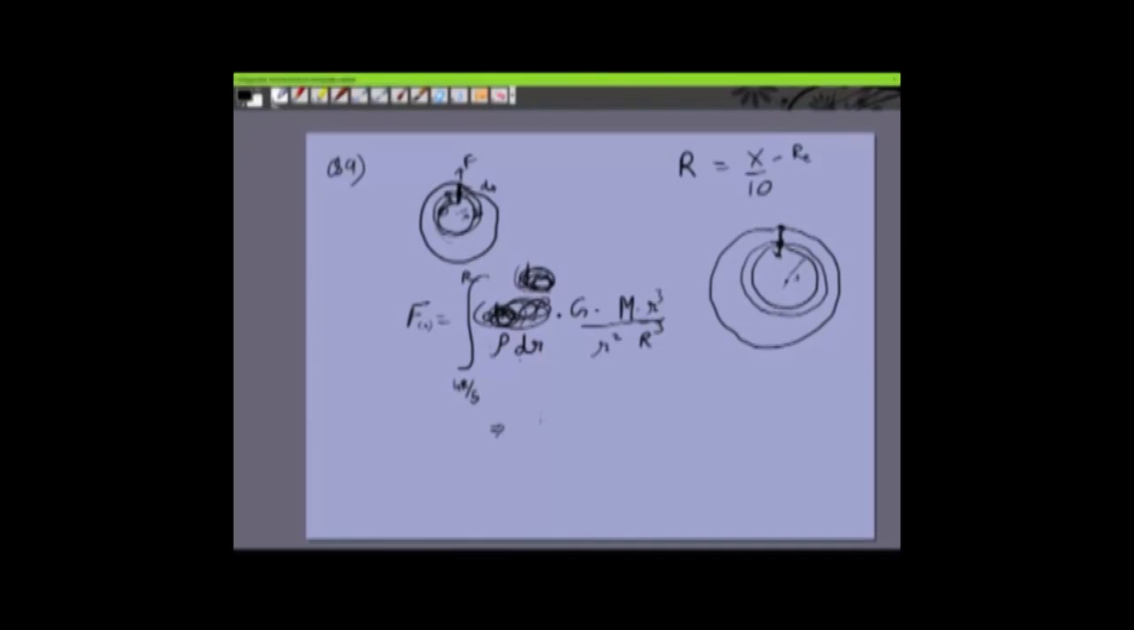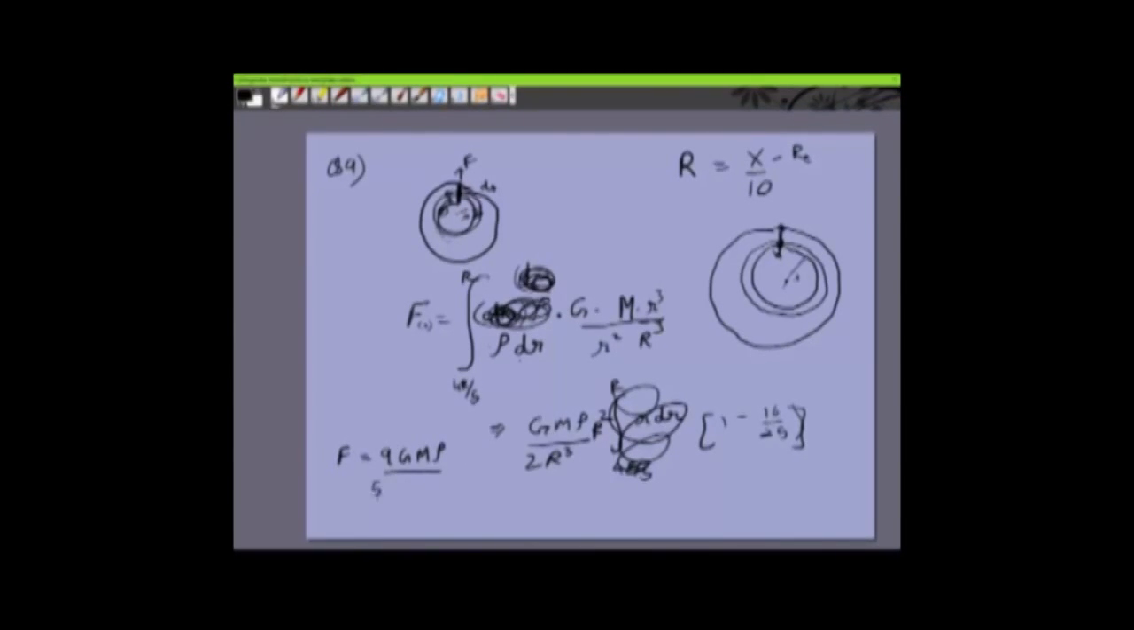How much is this equal to? GM rho by R cube, this we take out, integral of r dr, 4R by 5 to R, which is r squared by 2. So 2, and you have R squared times 1 minus 4 by 5 whole squared, 16 by 25, which is 9 by 25. So we get F is equal to 9 GM rho, and this is R squared, so only R is left, by 50R. So this is the force, right?